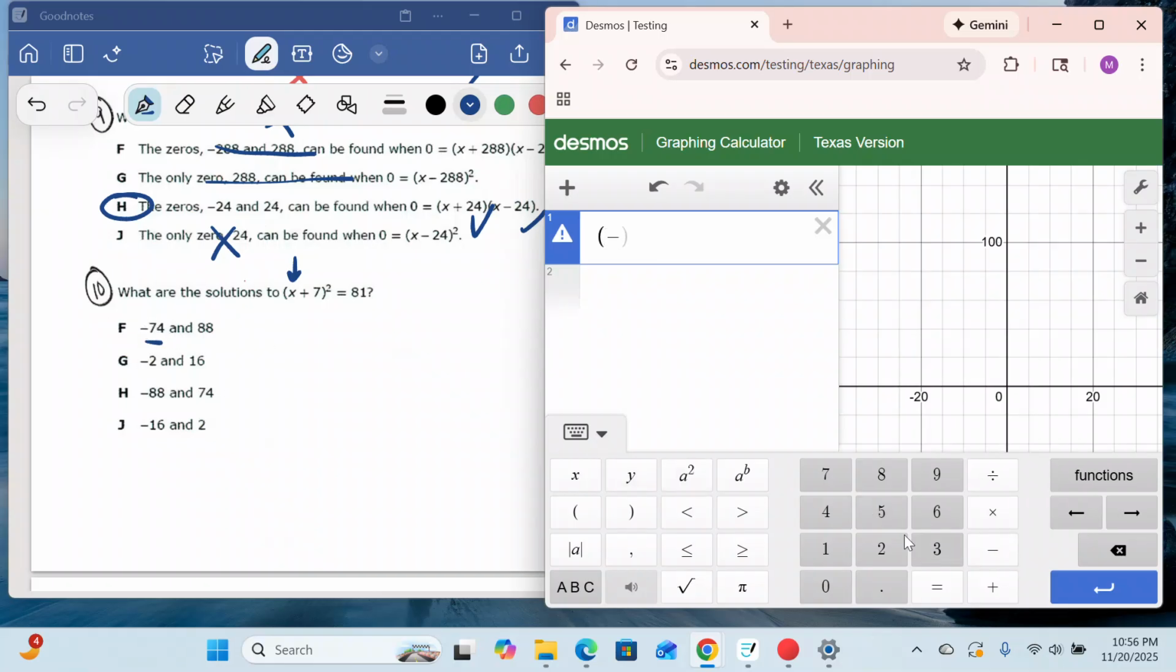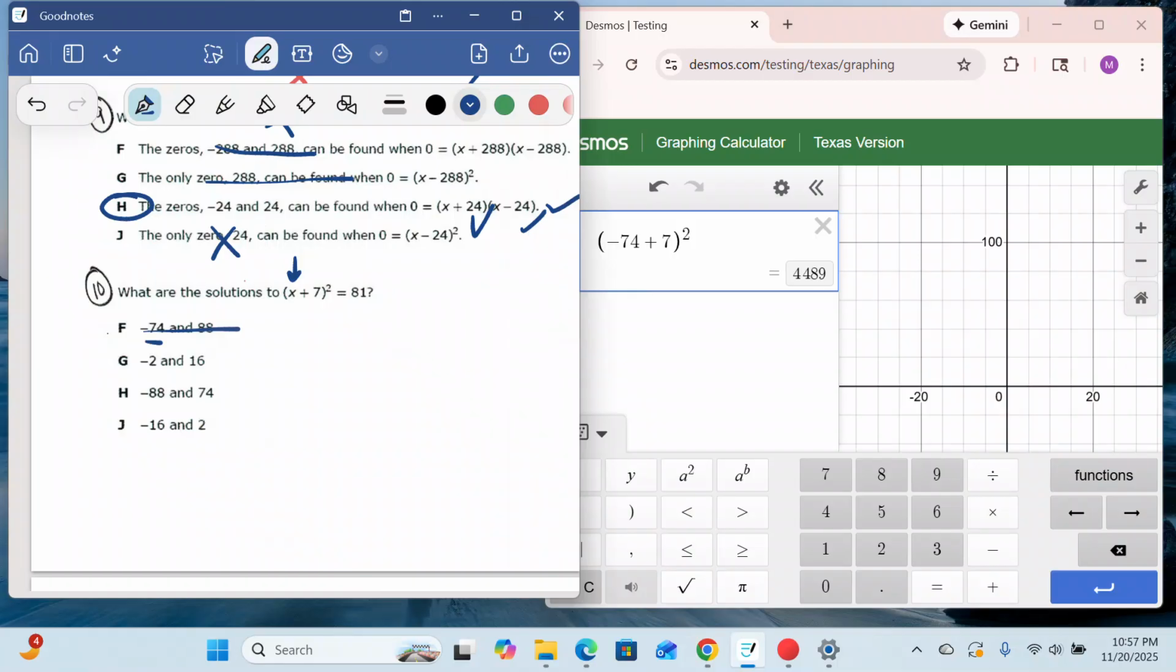And in order for me not to have to put in everything, I'm just going to exchange that negative 74 with the next one to see if it's correct. And then, of course, the x is negative 74. I'm going to add 7 to that, and then close it. I'm going to go quantity square. And that gives me 4,489. That does not equal 81, so automatically F is out.